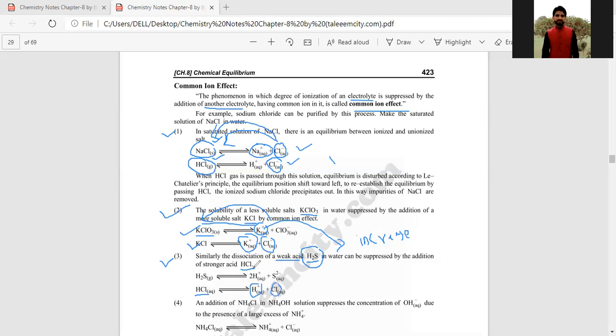Now in a medium, H positive ions are increased. Due to that increase in H positive ion, equilibrium will move towards the reactant. In this way, the dissociation of H2S is suppressed. H2S फिर dissociate नहीं होता या बहुत minimize हो जाती है इसके dissociation. So in this way, we suppress the dissociation. The common ion effect is basically to suppress the dissociation of one electrolyte.